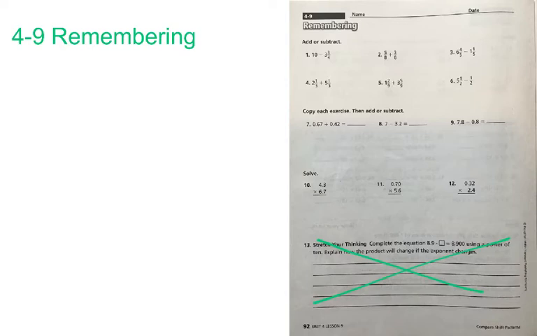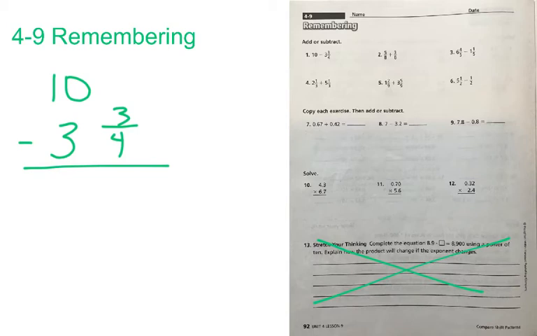questions here. Number one, we have 10, and from 10 we are subtracting 3 3/4. Remember, when we have just a whole number here, like we have 10, we're going to have to borrow from that 10 so that we can have a fraction. And we can see down here that this fraction is in fourths, so we need to borrow one whole. And one whole in terms of fourths is going to be 4/4. 4/4 is equal to 1. So we're borrowing one from this, it's going to become a 9. So we borrowed one whole from that 10, and it became a 9 4/4.